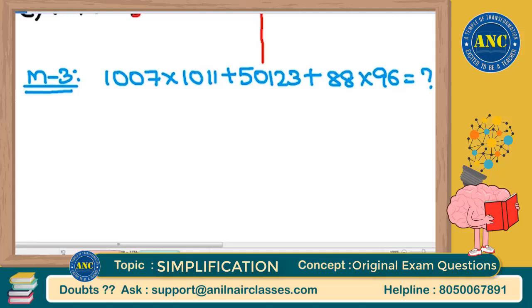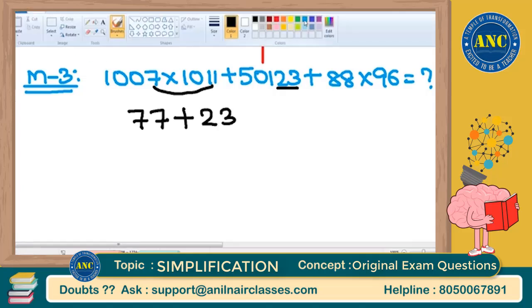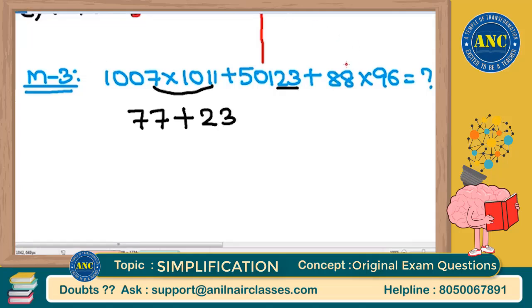If I use the last 2 digits concept, 07 into 11 is nothing but last 2 digits 77 in this case, plus here the last 2 digits is 23. Now how to find the last 2 digits of 88 into 96? 88 into 96 is a very complex multiplication. One thing is I already taught you how to multiply 88 and 96 in my first class of simplification, that you can apply, get the correct answer and then take the last 2 digits.